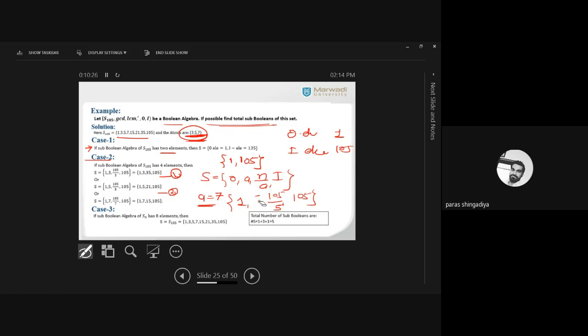So replace it here. So we'll get 1 comma 7 comma 105 by 7 and comma 105. Okay? So 105 by 7 means it will be 15. Okay? So next answer is 1, 7, 15 and 105. Clear? That is the third answer. So we can find three various answers which include 4 elements, and which is called the sub-Boolean algebra.